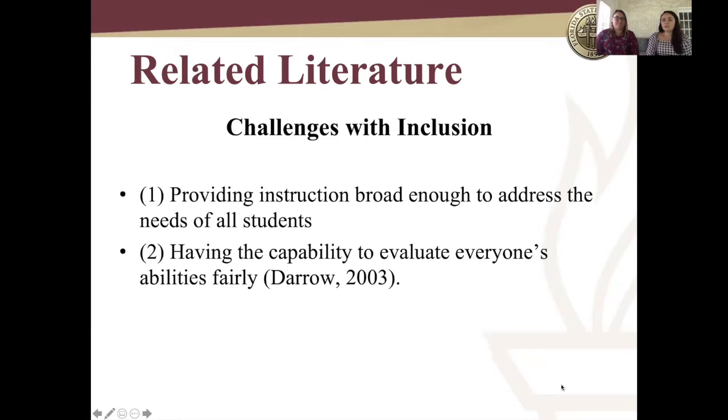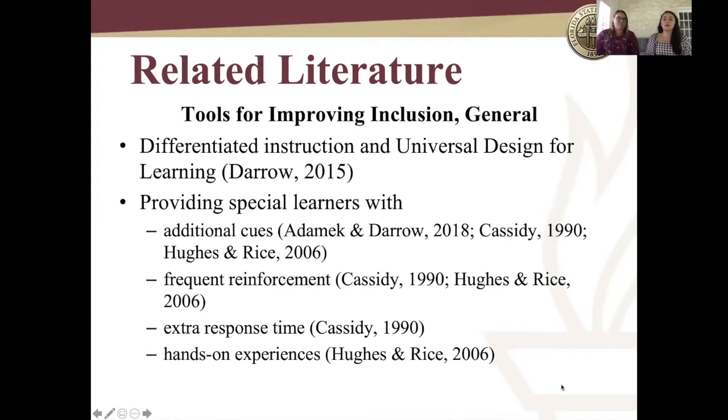There are a couple of big challenges with inclusion. The first one is providing instruction broad enough to address the needs of all students and having the capability to evaluate everyone's abilities fairly. Some tools for improving inclusion in a general sense are using differentiated instruction and universal design for learning, and providing special learners with additional cues, frequent reinforcement, extra response time, and hands-on experiences.